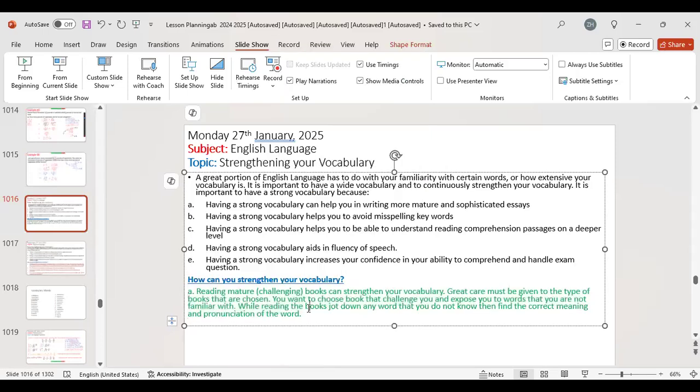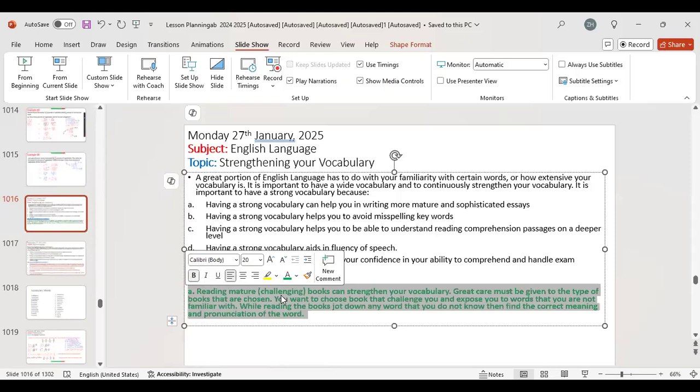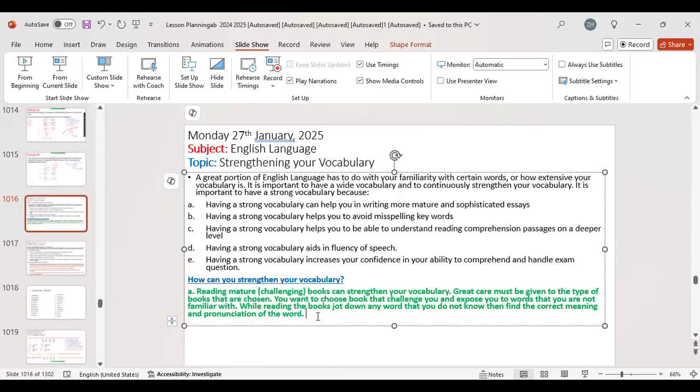So read mature books that challenge you. When you're reading, the key is to jot down any words that you don't know, then go online and research what they mean and how to pronounce them, because they can tell you how to pronounce it too.